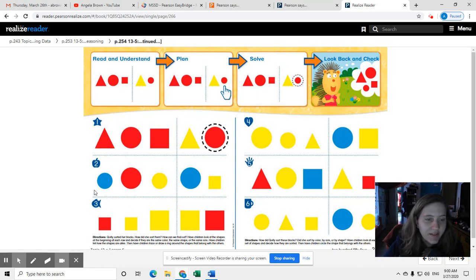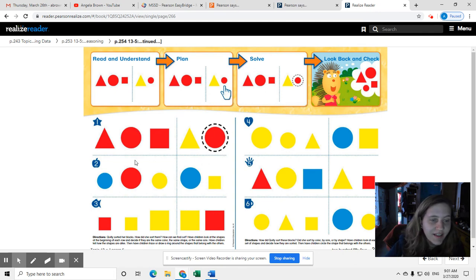So now we're going to talk about sorting these blocks. So Quilly, when she sorted her blocks, she thought about it. She planned by looking at these and then looked at our options and decided that the best way to sort these blocks was by color. You're correct. Very nicely done.